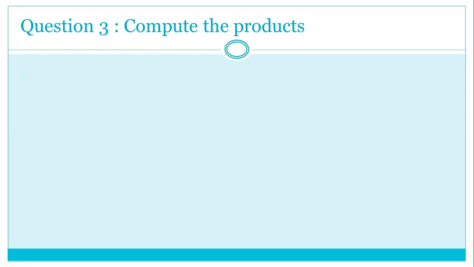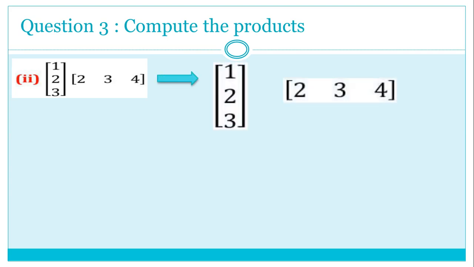Let's move on. We have to compute the products now. Now this is the tricky part. We have these two matrices and we have to multiply them. Before we start multiplying, we have to first make sure whether we can multiply them or not. These two are the matrices, and how do we decide whether the given matrices can be multiplied or not? We decide it by checking their order.